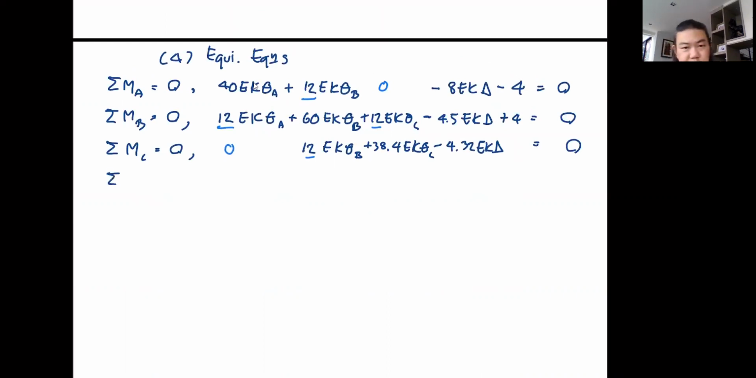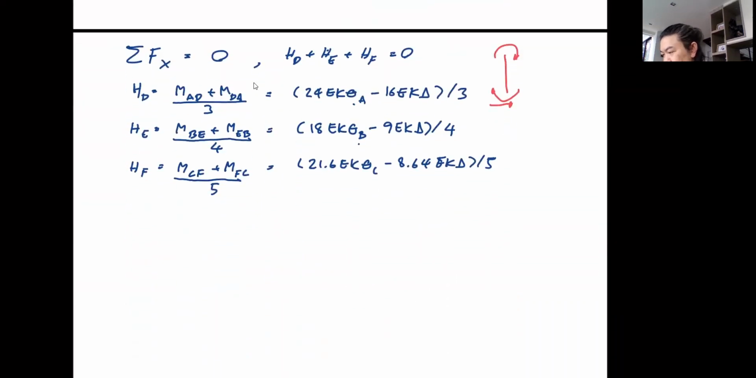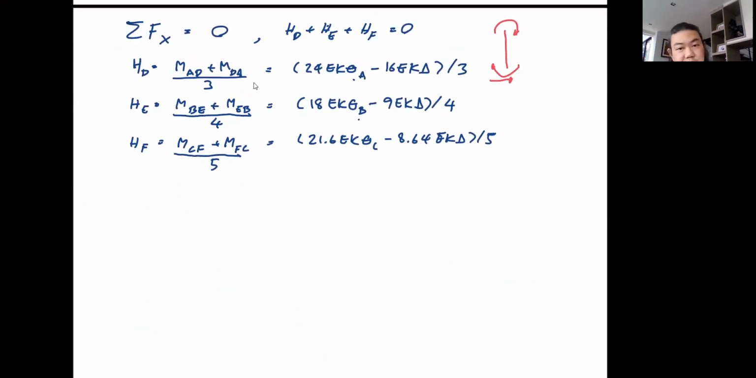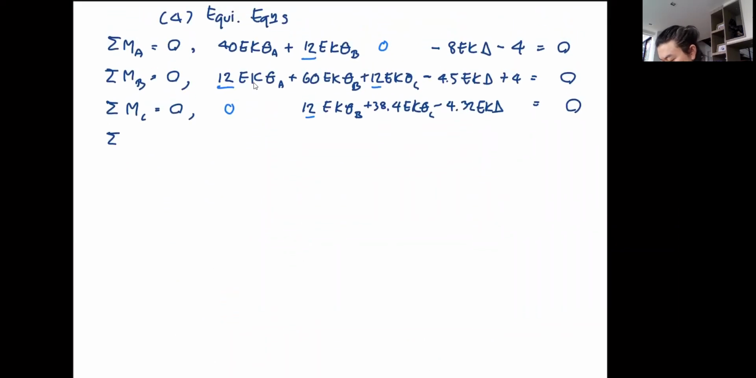Sigma. Hey, you guys need time to write this down, maybe? Just no response. So I have to assume that you can catch up, right? Okay, so now let me put sigma fx equal to 0 here. Just add them all up.